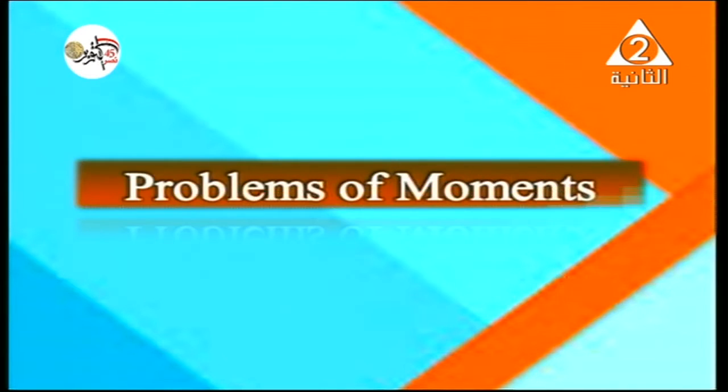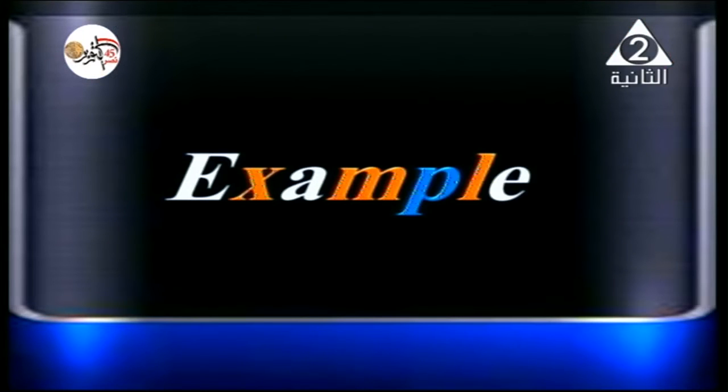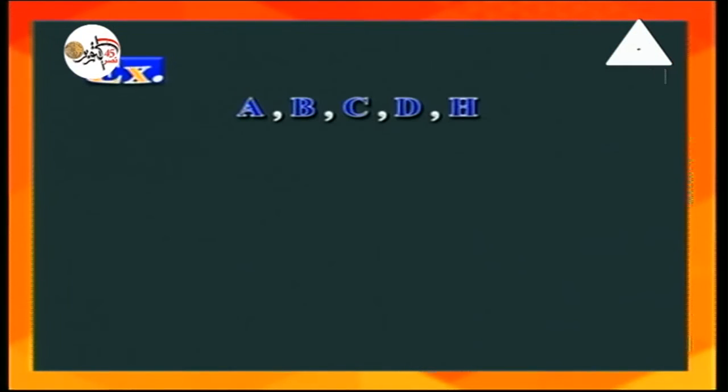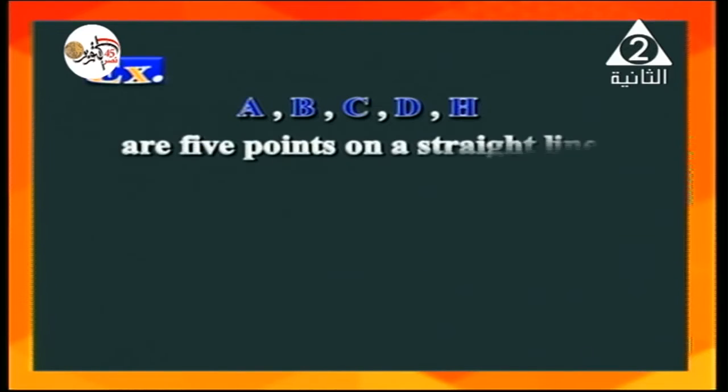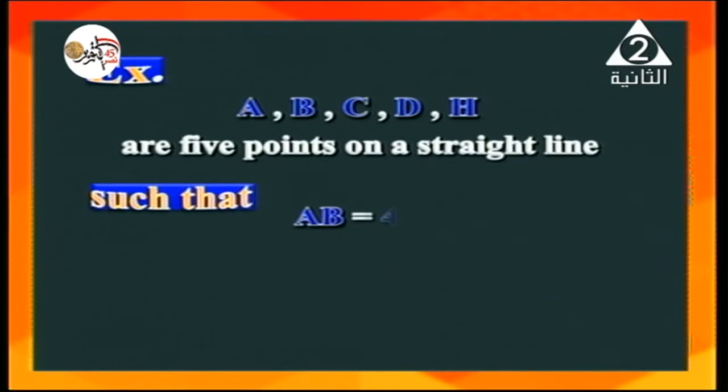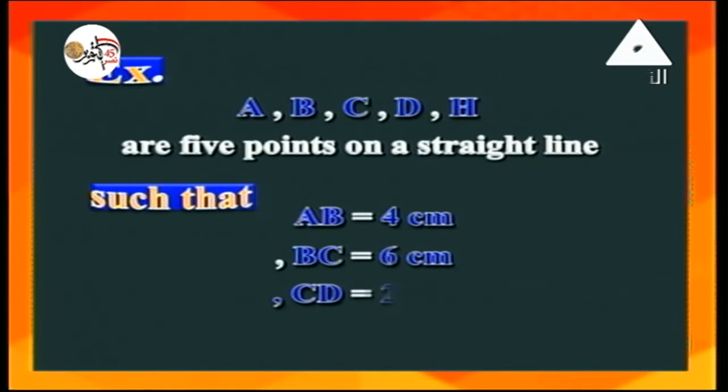My dear student, look at the first example. A, B, C, D, and H are 5 points on a straight line, such that AB equals 4 centimeters, BC 6 centimeters, CD 2 centimeters, and DH equals 3 centimeters.